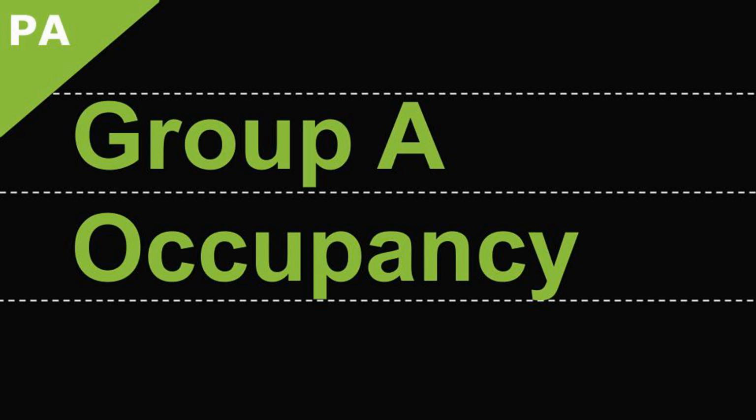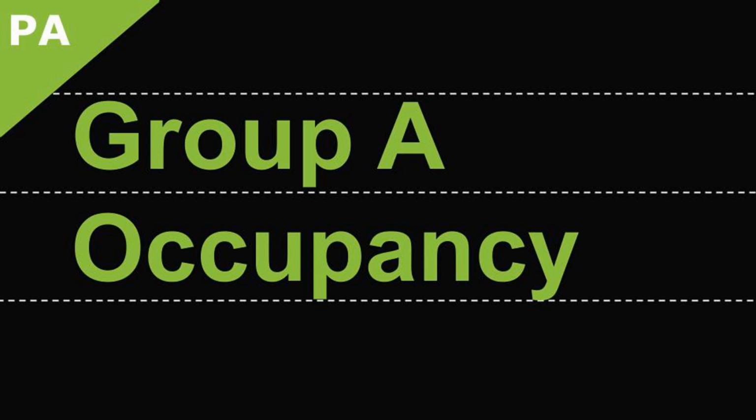Group A1 is for assembly with fixed seats for viewing of movie theaters and live performances. Group A2 is for assembly for food and drink consumption, such as a bar, restaurant, or club. Group A3 is for assembly for worship, recreation, or not classified elsewhere.